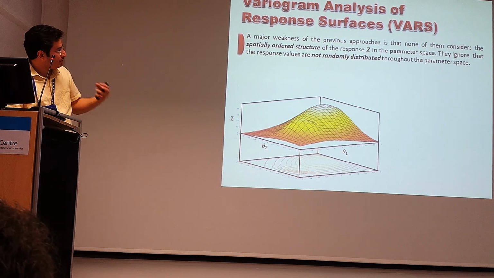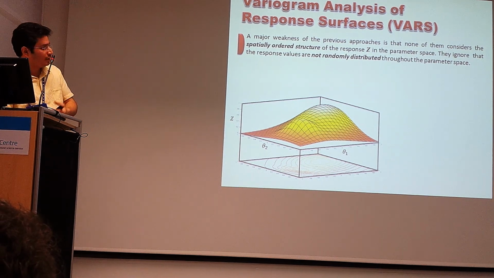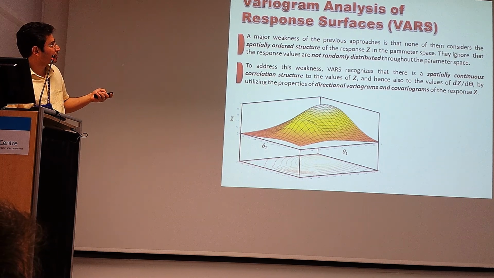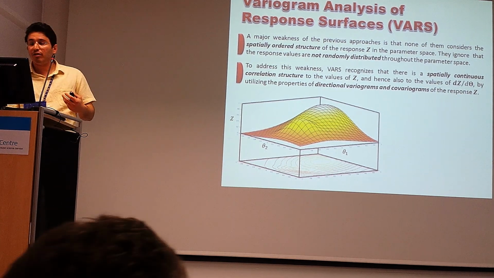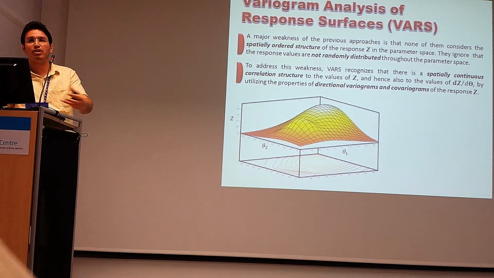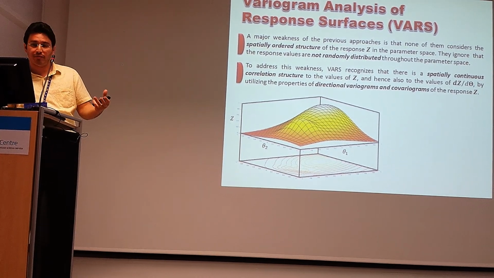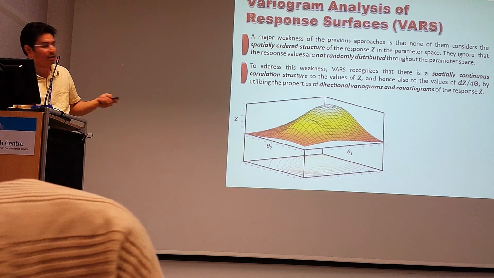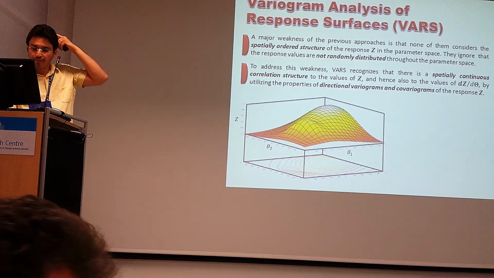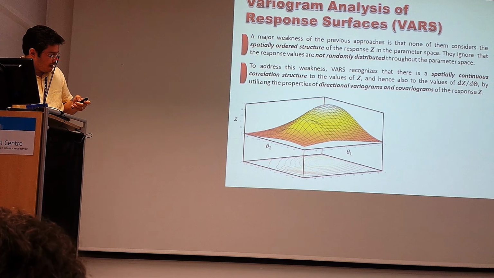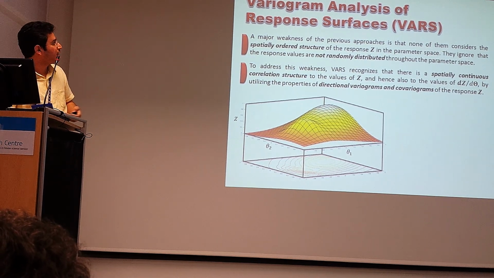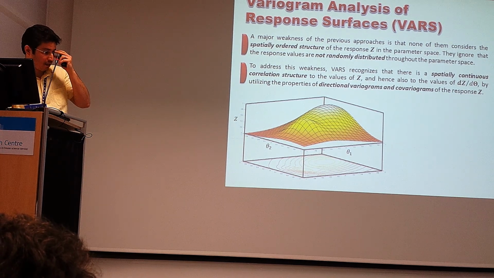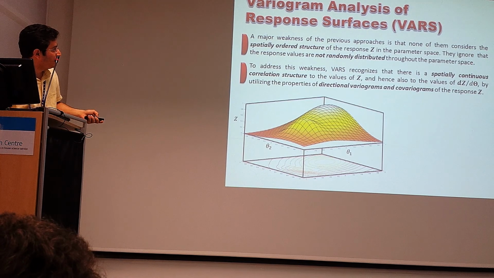So first of all, in VARS, we want to see the response surface structure directly. And also, unlike the previous approaches, VARS is based on the recognition that there is a spatially continuous correlation structure in the parameter space. It's not a random field. And also, the same applies to the derivative information of the response surface. And to address this, we basically use the concept of directional variograms and covariograms. And these are anisotropic variograms and covariograms.